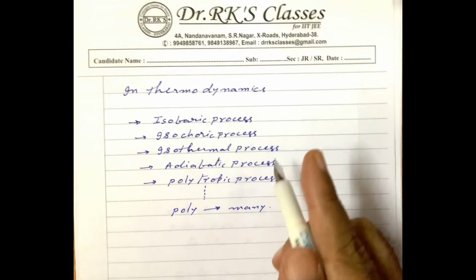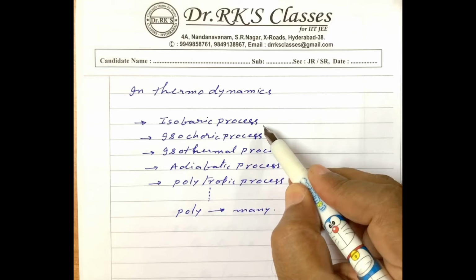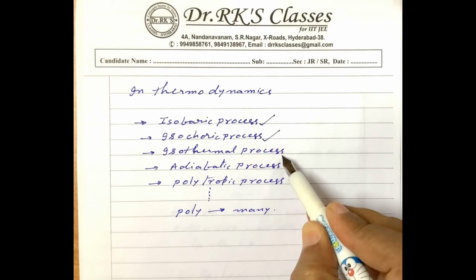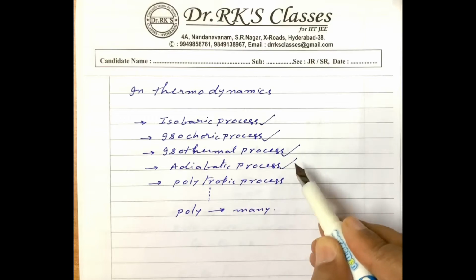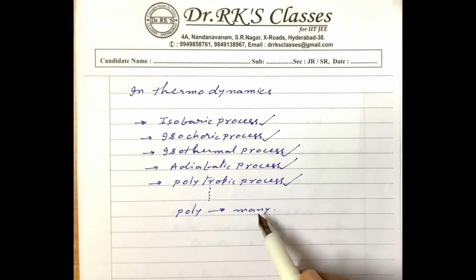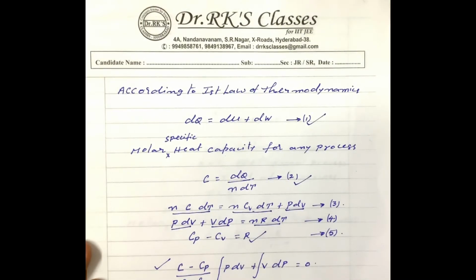In thermodynamics, we have different processes like isobaric process, isochoric process, isothermal process, adiabatic process. So in general, we call it polytropic process. Generally, poly means many. Let us find the relation between pressure and volume in polytropic process.